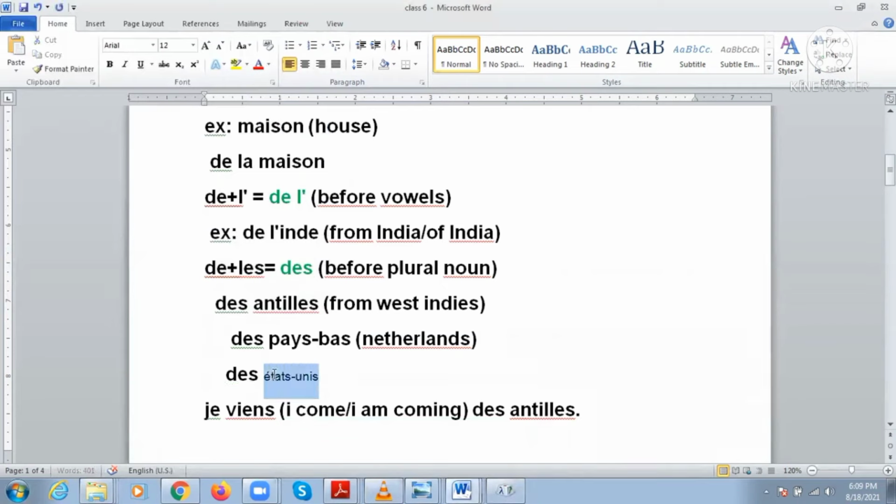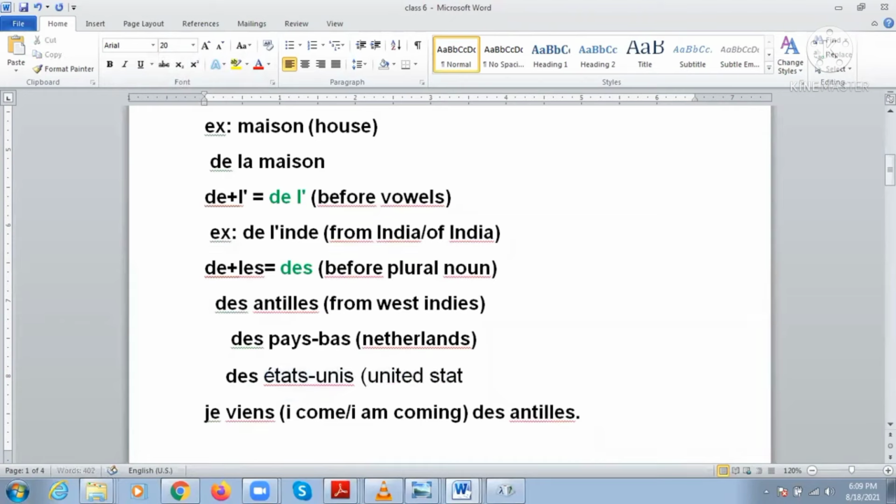Zeta Uni is United States of America. I was not able to speak this particular country name. So these are like plural countries and we use "les" before them.